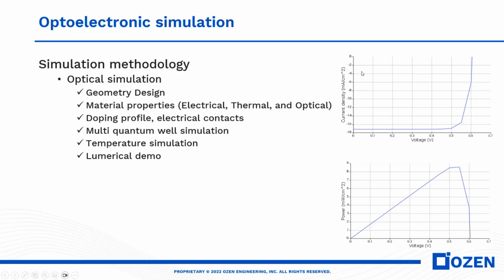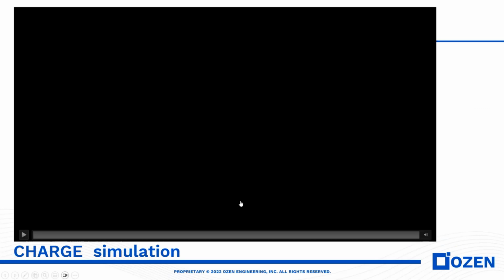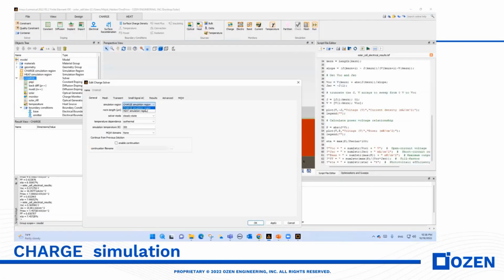And finally, I will show again a Lumerical demo. For instance, here you can see that this is an IV characteristic, and this is the power versus voltage. So this is the environment of Lumerical CHARGE.